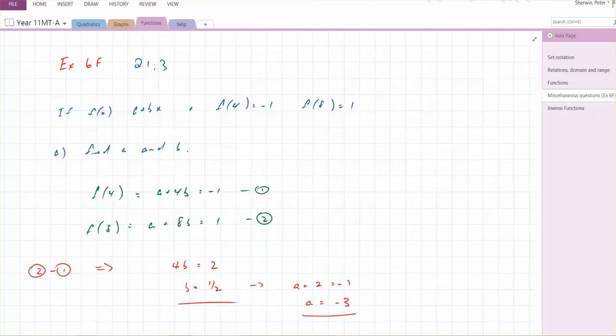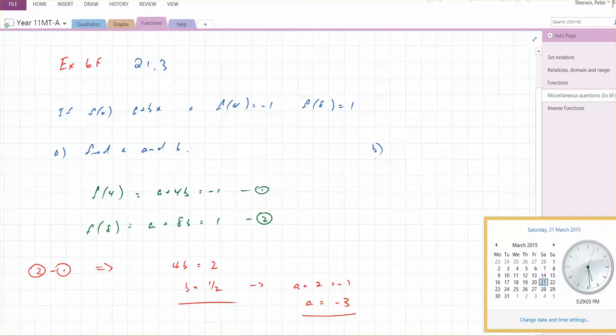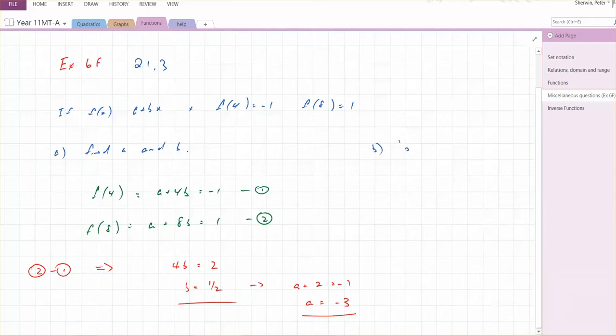In question 1b, we are asked to solve f of x equal to 0. f of x is a plus bx, but we found out what a and b are. So f of x is now minus 3 plus 1 half x. I'm going to solve that equal to 0. So a half x equals 3, and x is equal to 6. So that solves that function equal to 0. So that's the style of question 1.